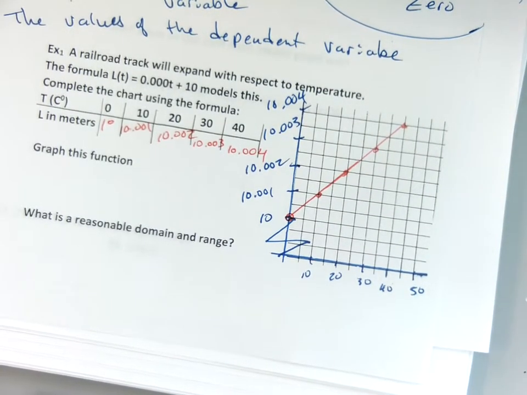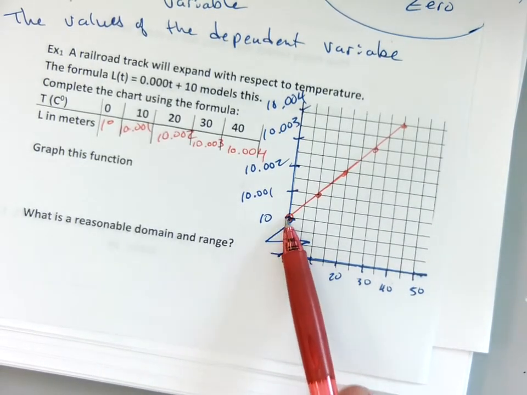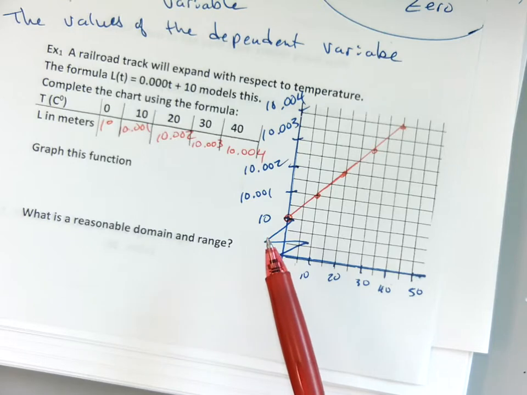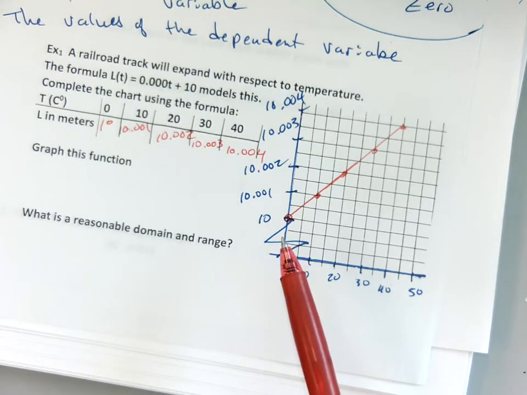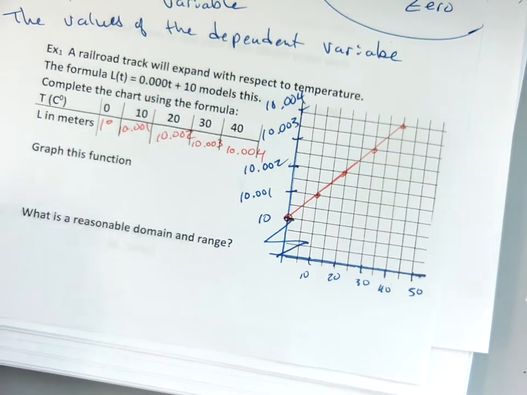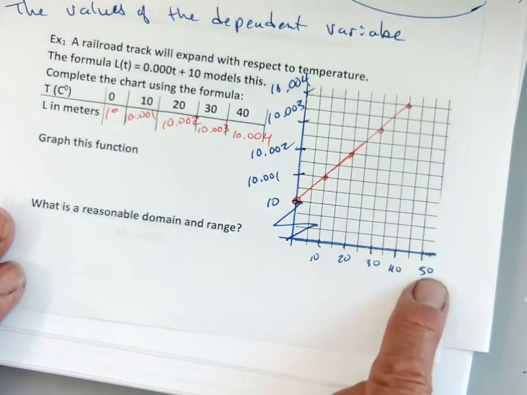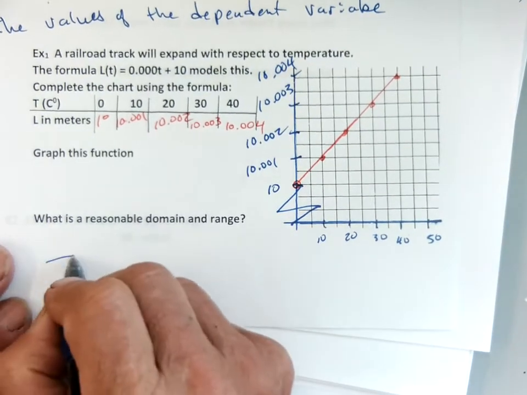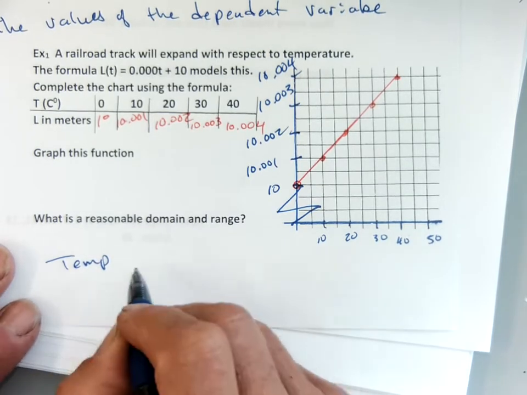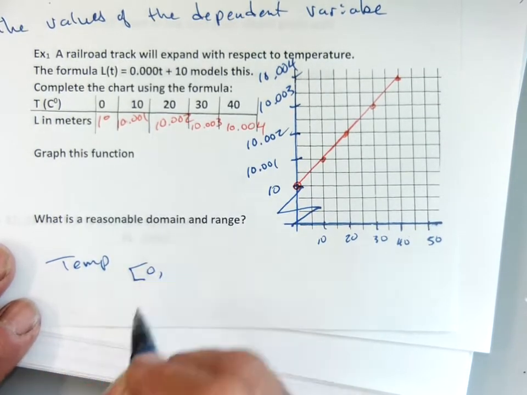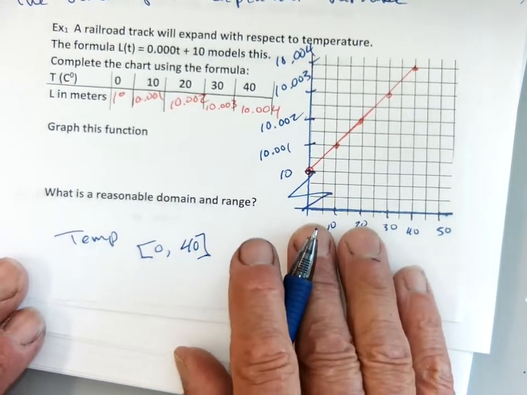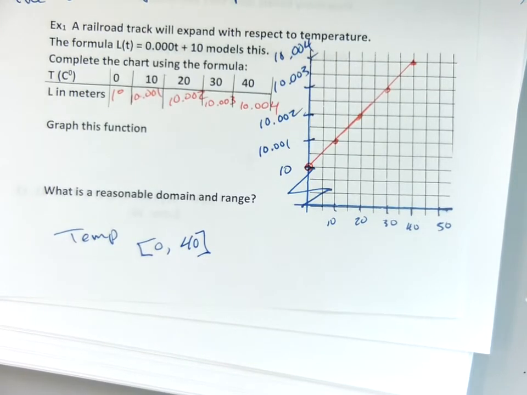Okay, here's a really interesting question. Can I extend the graph back here? No, because you can't have negative lengths, right? I mean, it's 10. It's not going to be less than 10. So what's a reasonable domain? Well, domain is the x values, right? So domain is going to be the temperatures. And we can say it's between 0 and 40, according to this. Okay, that's 40 degrees centigrade. That's pretty warm. That would be my domain.